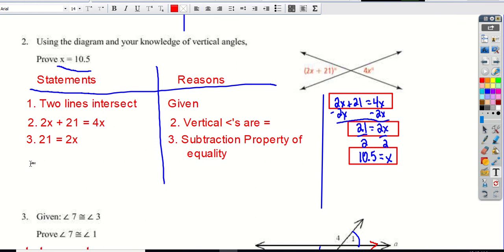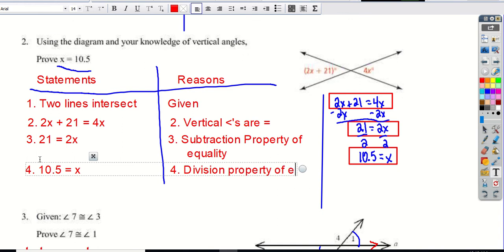And then the last thing I did was we ended up with the last equation, which was 10.5 equals x. And the reason for that, what did we do to get to that step? So this would be the division property of equality. And that's it. I'm done with my proof because my proof statement's the last statement, and we're good to go.